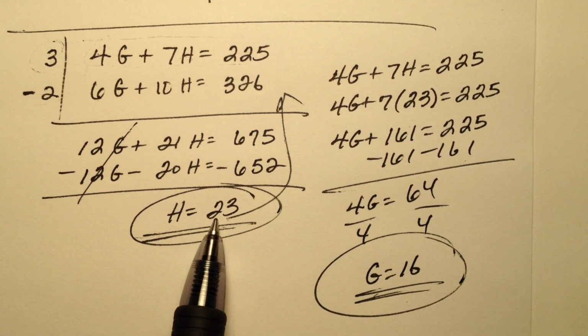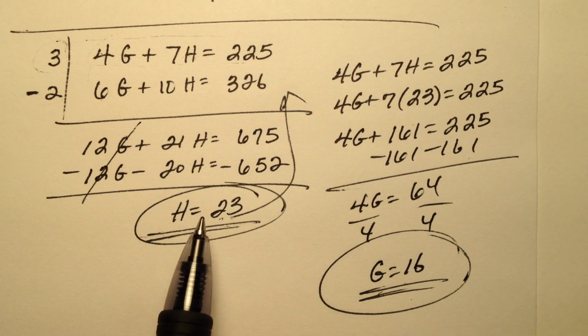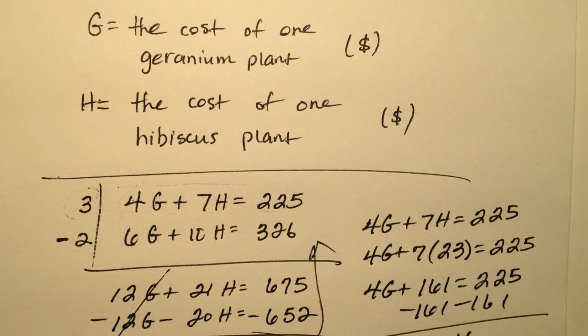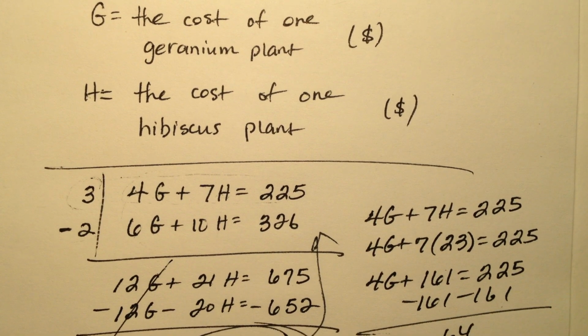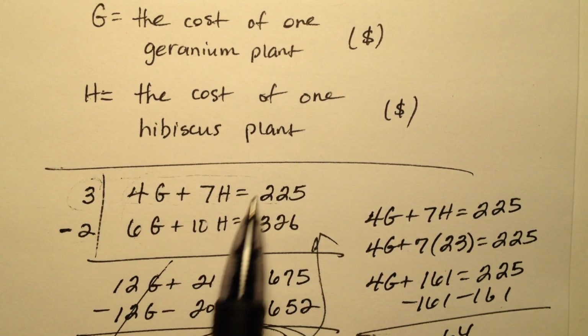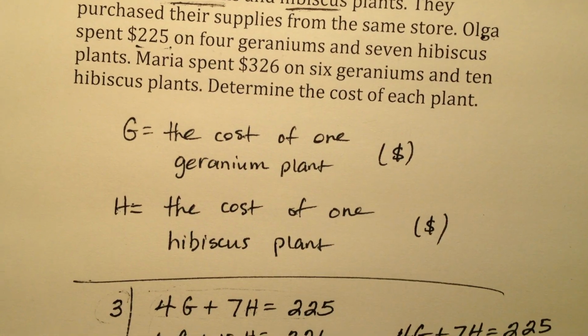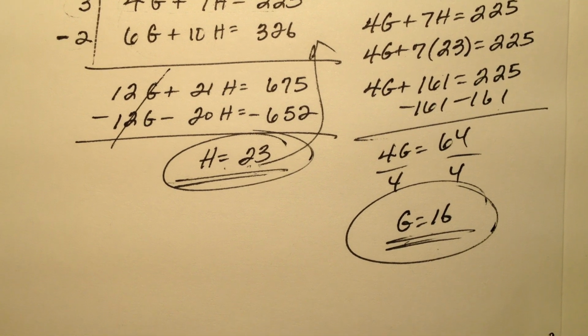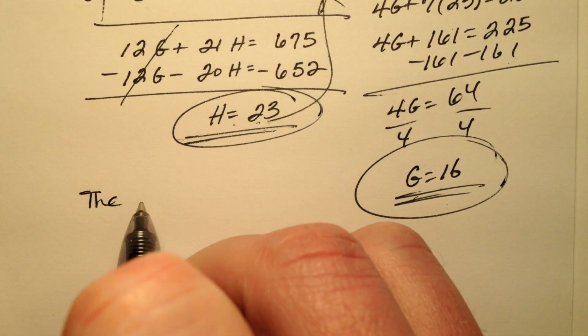Okay, now that I know the values for both variables, I can go ahead and write my sentence, which kind of summarizes the situation. So I know that H and G represented costs of plants here. So H, which was 23, was the cost of one hibiscus plant, and G, which was 16, is the cost of one geranium plant. So the sentences I'm going to write will look something like this.